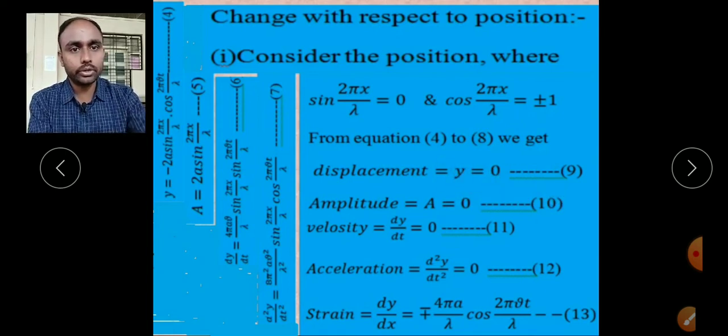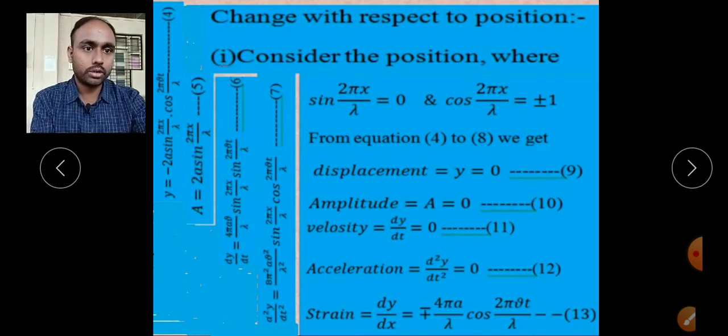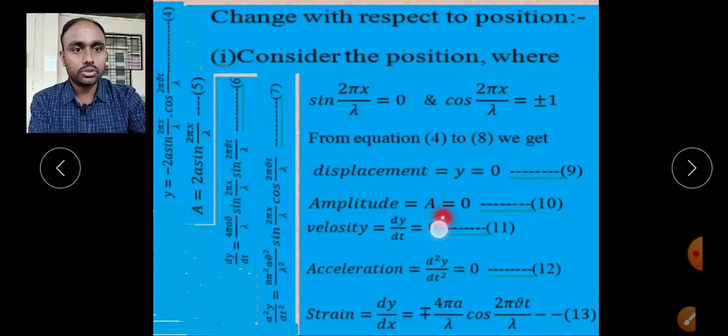If we go to the amplitude, in amplitude again we have the sin 2 pi x by lambda term. So, therefore, it is 0, and the amplitude is also 0. Okay. Again, if we go to the velocity, we have the sin 2 pi x by lambda term, but sin 2 pi x by lambda is 0, therefore, velocity is also 0.